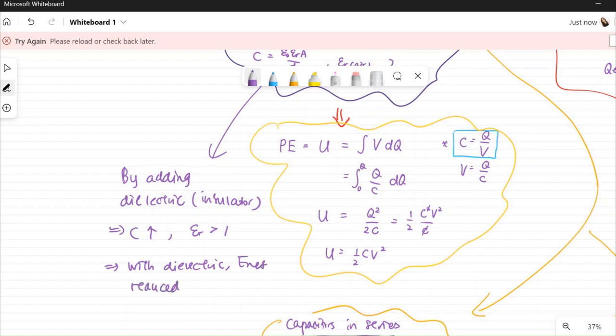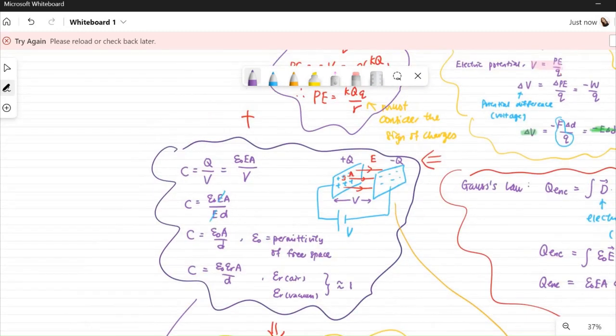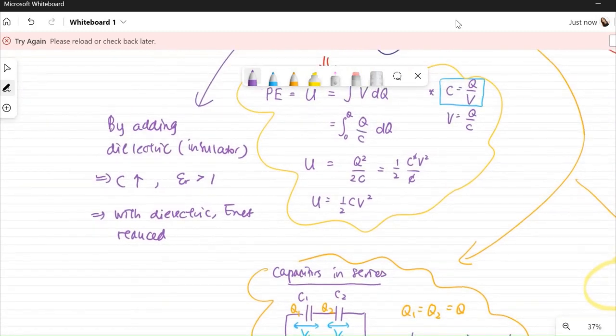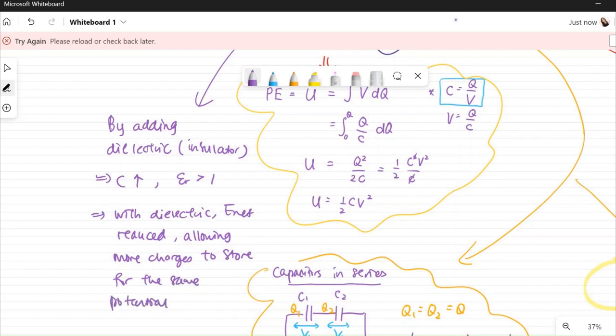between the parallel plate capacitor. If you insert the insulator in between the parallel plates, the effect is that the E net in between the plates will be reduced, right? So E net will be reduced. Okay, so if E net is reduced, it allows more charge to be stored for the same potential. Okay, what does it mean by this?